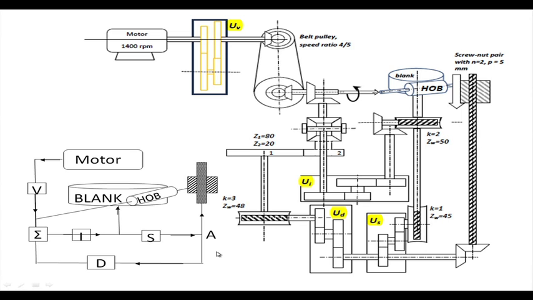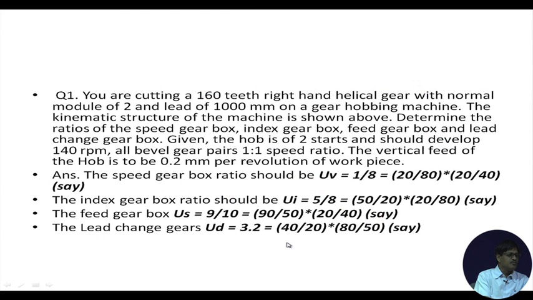Now, let us see what we are supposed to do here. We have first of all decided, tested it and found out that everything has been correctly configured as regards the locations of the gearboxes. Okay. And next, let us take a numerical problem. You are cutting a 160 teeth right hand helical gear with normal module of 2 and a lead of 1000 millimeters on a gear hobbing machine.